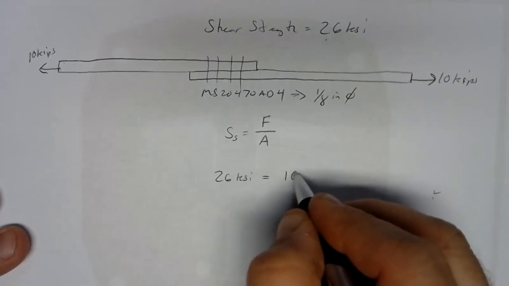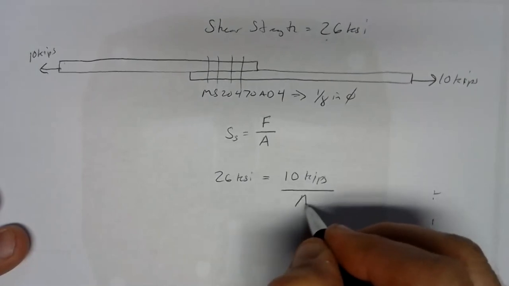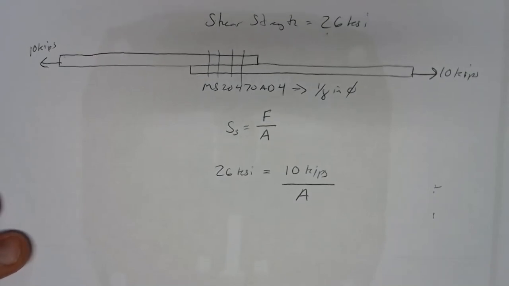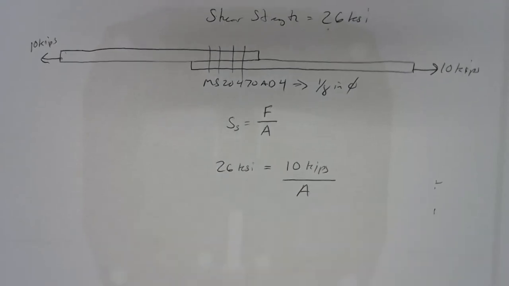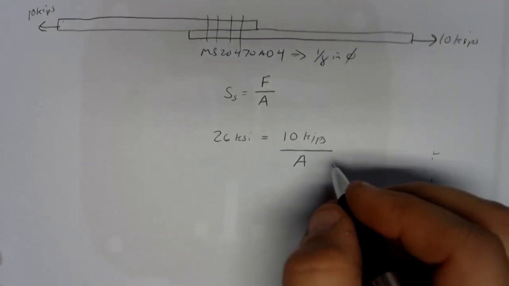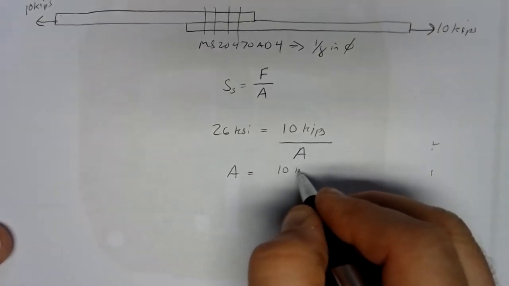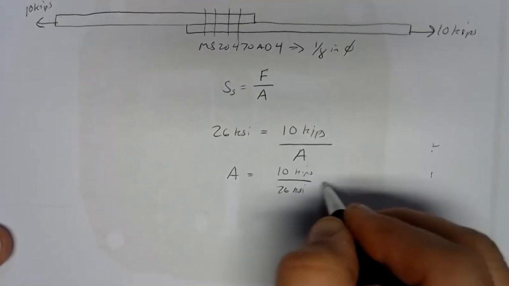The force we want to carry is 10 kips. So we can figure out the total area that the rivets need to add up to. Well, this is just like the first example problem we did. We can find the area by cross multiplying and solving, and that'll give us 10 kips divided by 26 KSI.